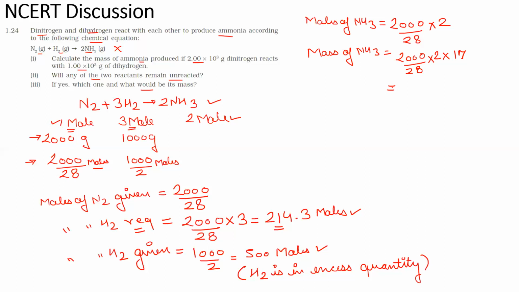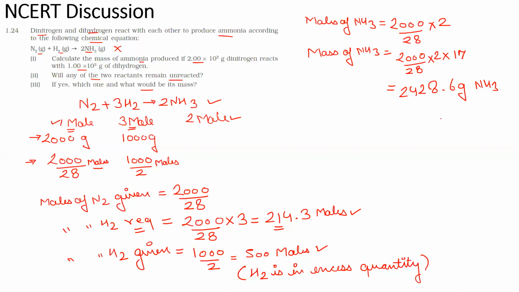This is equal to 2000 divided by 28 into 2 into 17. So this is equal to 2428.6 grams. So this is the amount of NH3 that will be produced in this chemical reaction.